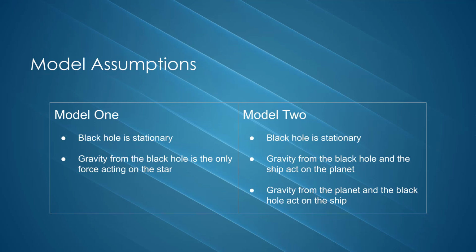For both models, we will assume that the black hole is stationary. This is because the mass of the black hole should be so large that any gravitational force from the planet, spaceship, or star should be negligible. And then we'll also say that gravity, the gravitational force, is the only force that we are concerned with.